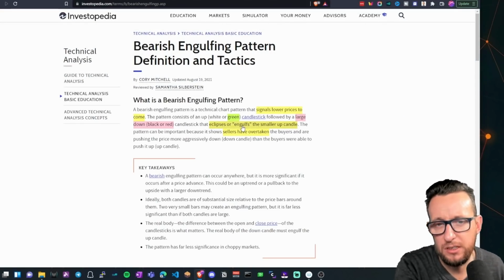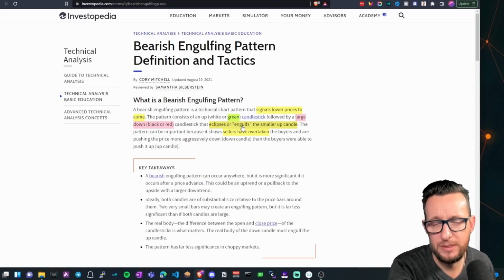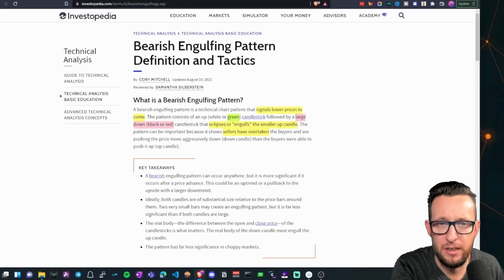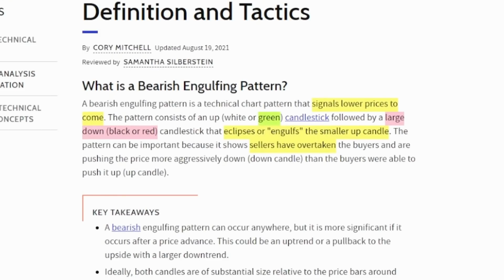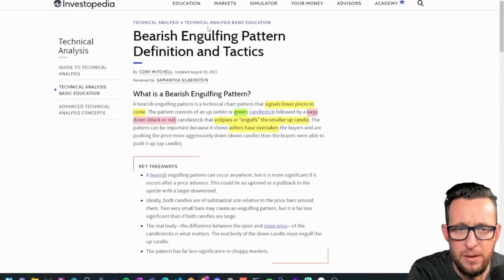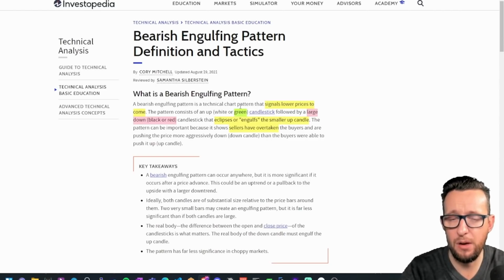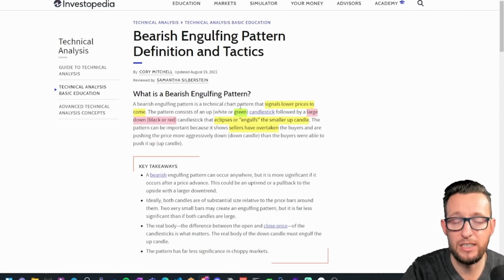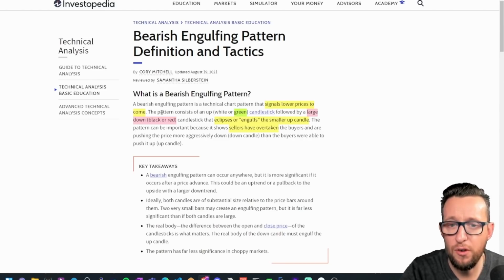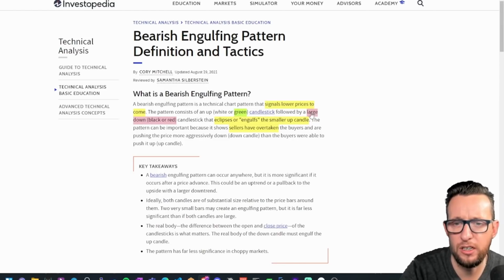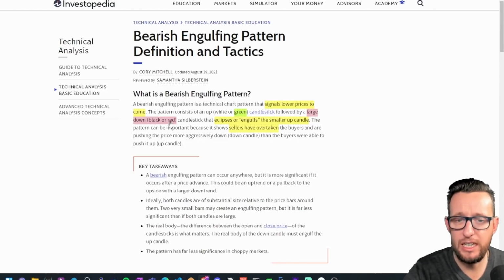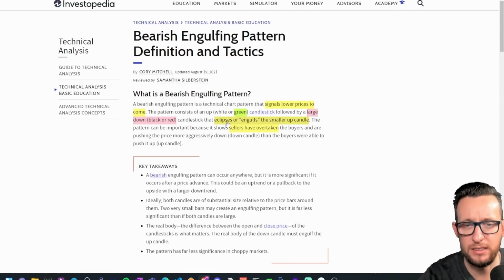I'm going to look at bearish because bullish, as you can imagine, is just literally the opposite. So, bearish engulfing patterns, here is the definition. I'll put the link to this in our description below. But what it actually is, is a candle pattern that signals lower prices. When you're in an uptrend going upwards, it signals that price could be turning around and lower prices are to come. So it consists of an uptrend with green candles, followed by a large red candle, which actually engulfs or eclipses the smaller pattern.